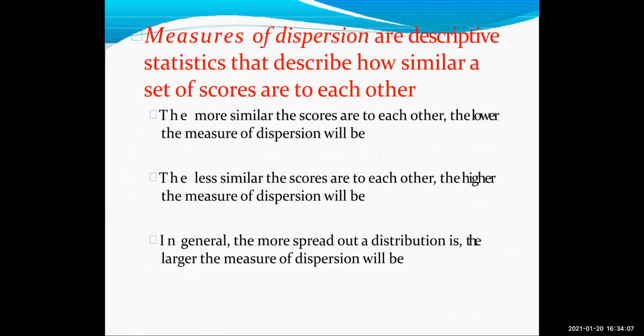Measures of dispersion are descriptive statistics that describe how similar a set of scores are to each other. The more similar the scores are to each other, the lower is the measure of dispersion. And the less similar the scores are to each other, the higher the measure of dispersion. In general, the more spread out a distribution is, the larger the measure of dispersion will be.